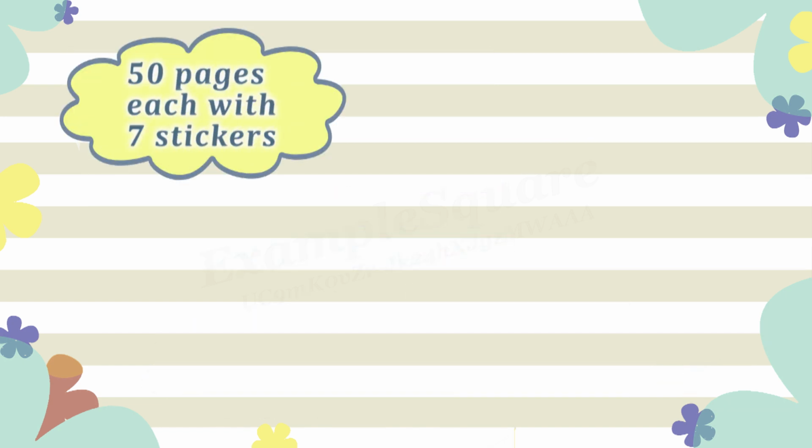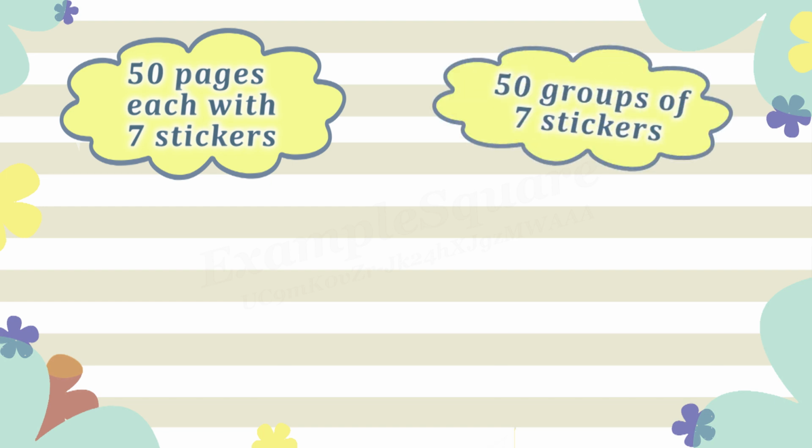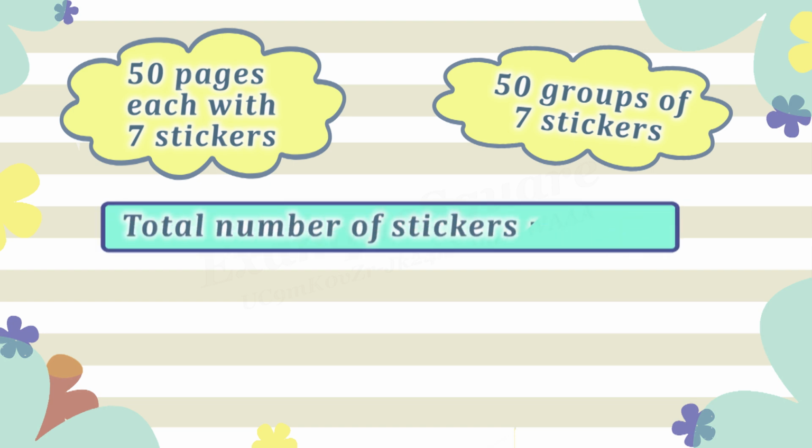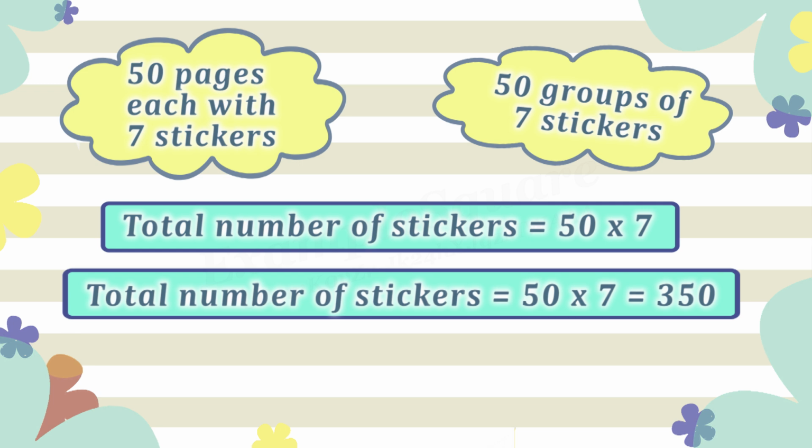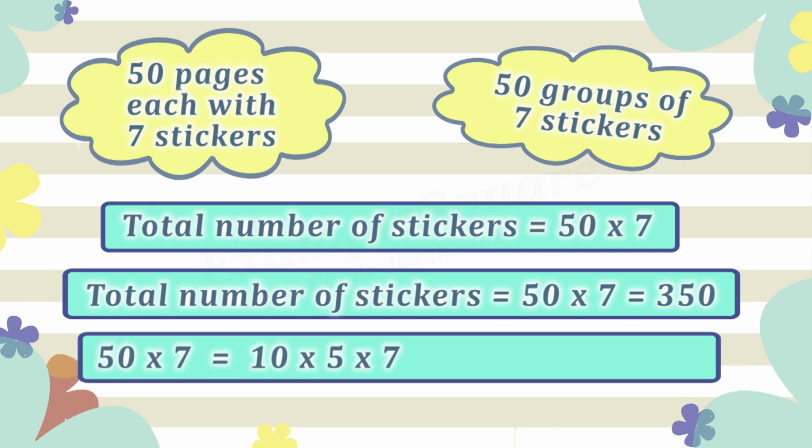As there are 50 pages and each page has 7 stickers, this is like 50 groups of 7 stickers. The total number of stickers in the book can be represented as 50 times 7. 50 times 7, that is 50 multiplied by 7, is equal to 350. To calculate 50 multiplied by 7, if it makes it easier, 50 can be considered as 10 times 5.